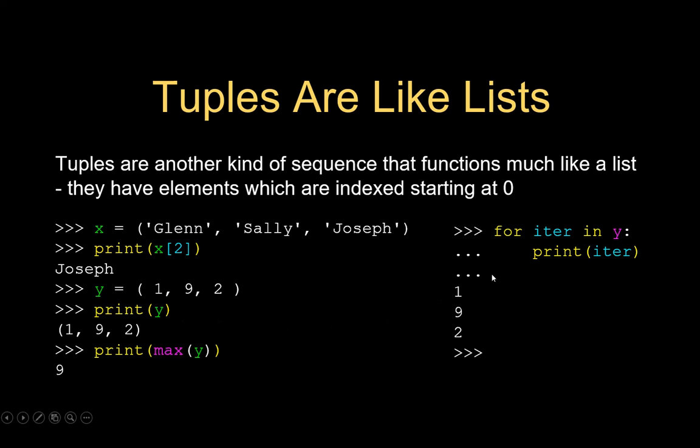We can do the same for loop creation that we had previously. For example, here we can have for iter in y, and we're just going to print the iter. So in this case, we're going to print the members of the tuple, which are 1, 9, and 2.